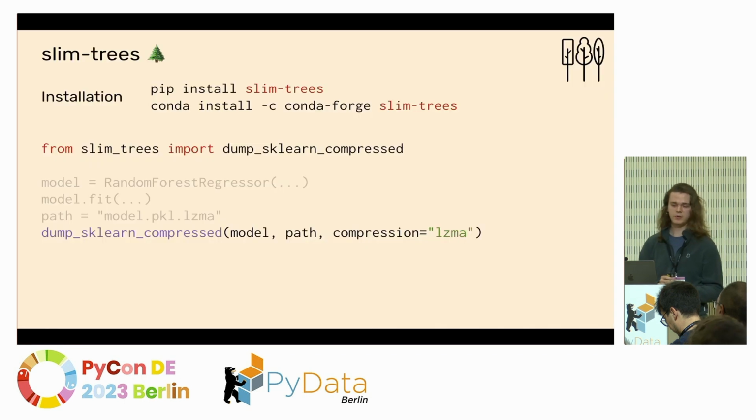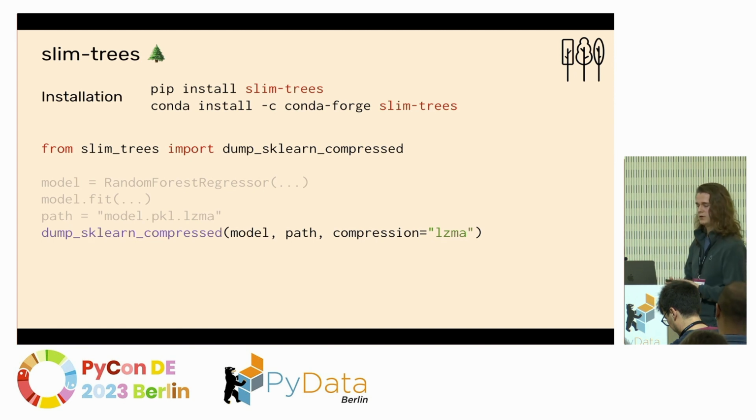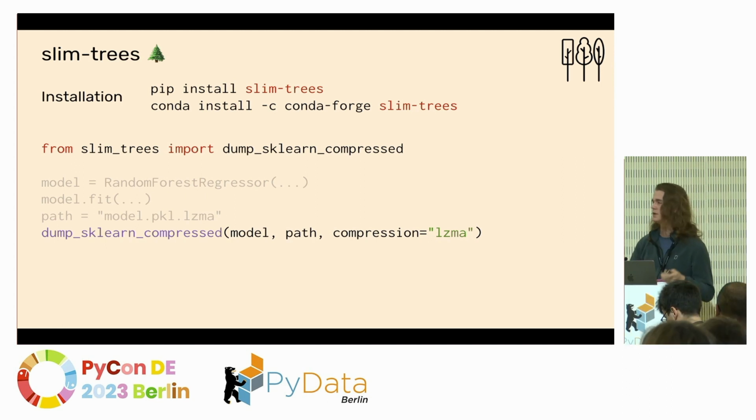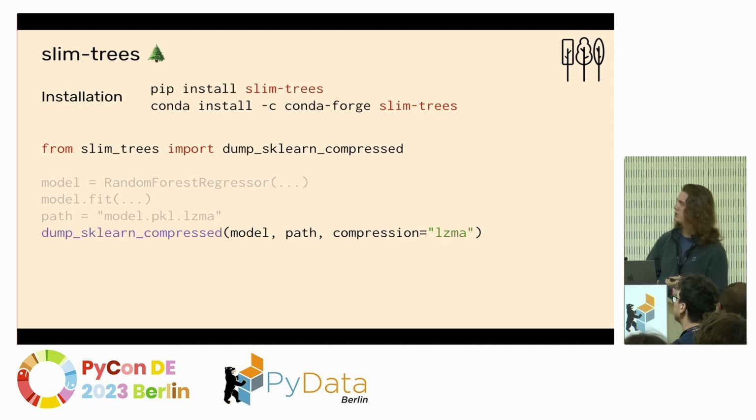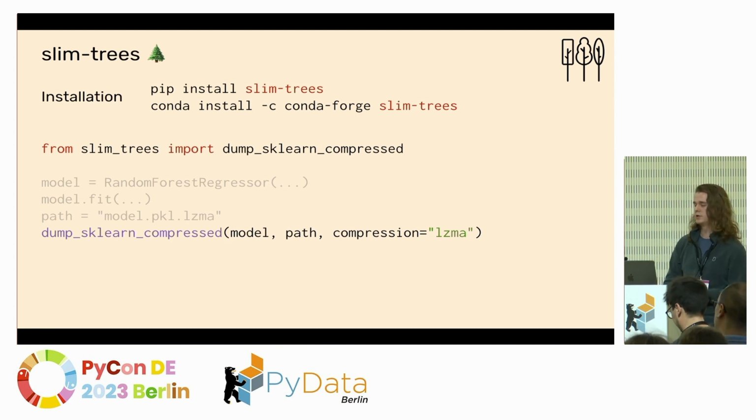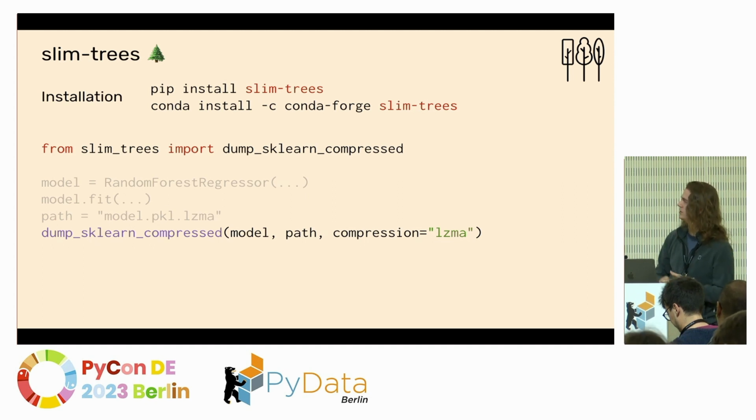We created a library called Slim Trees. You can install it via pip or conda, and then just call dump scikit-learn compressed and put in some kind of scikit-learn model. Because pickle handles everything recursively, all trees are saved in a custom manner. Then specify the path and the compression algorithm that you want to use. And with that, you basically have your model saved. So in one line of code, you're basically done.